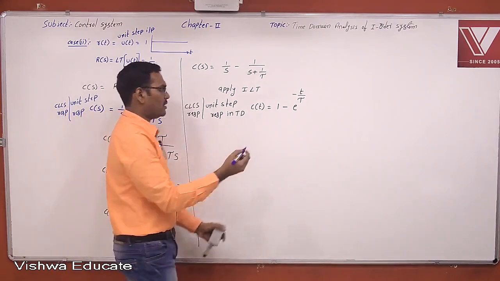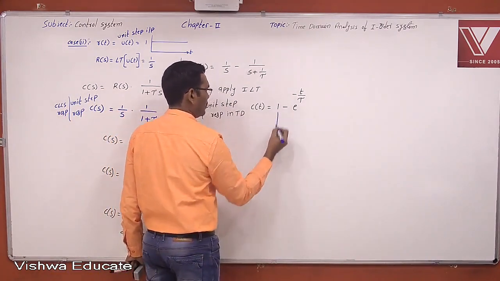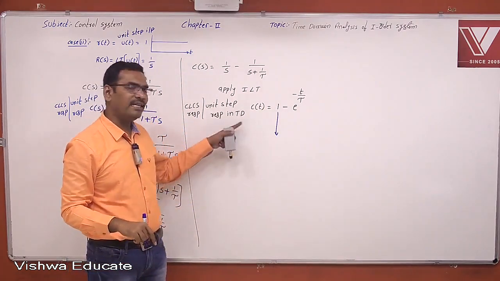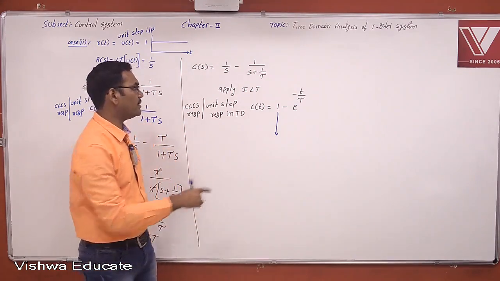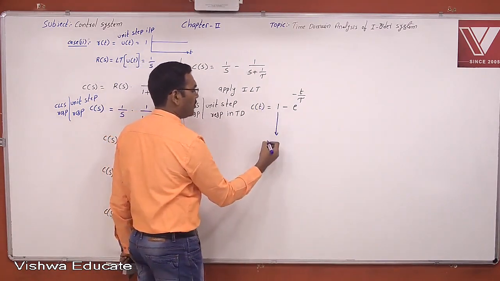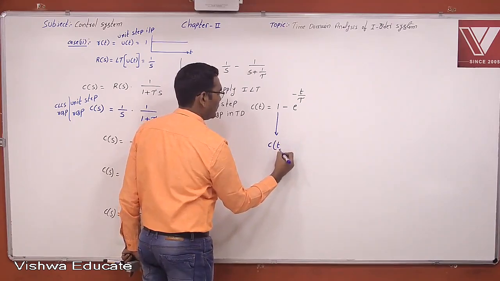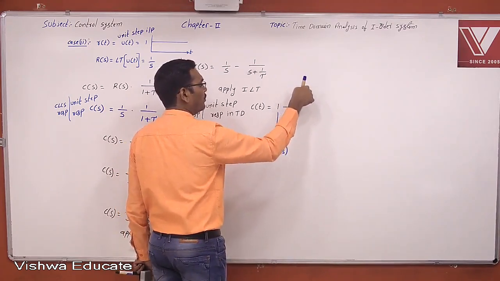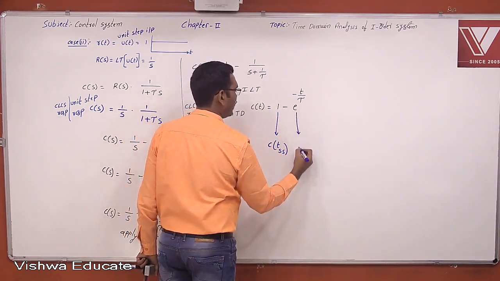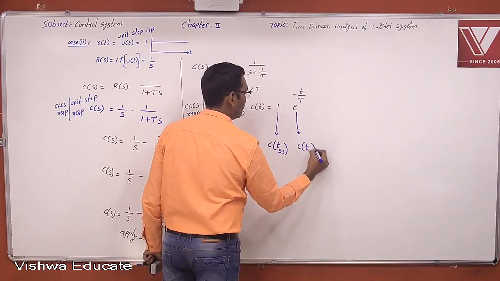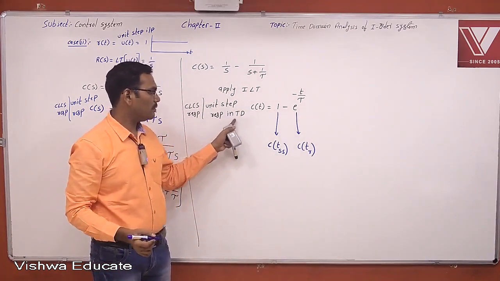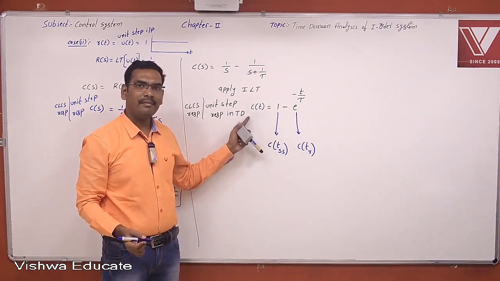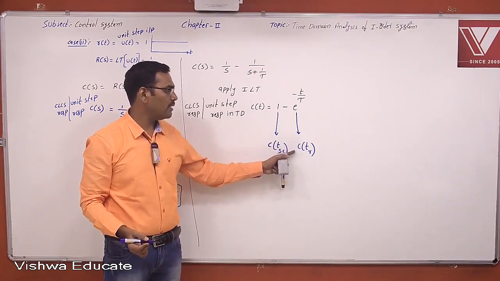Now in this response, I am asking you one question: identify the transient and steady state terms. You can easily say that the constant magnitude for all values of time is the steady state term. When t tends to infinity, the other value becomes 0. Therefore this is the transient term. The time response consists of both the transient term as well as the steady state term.